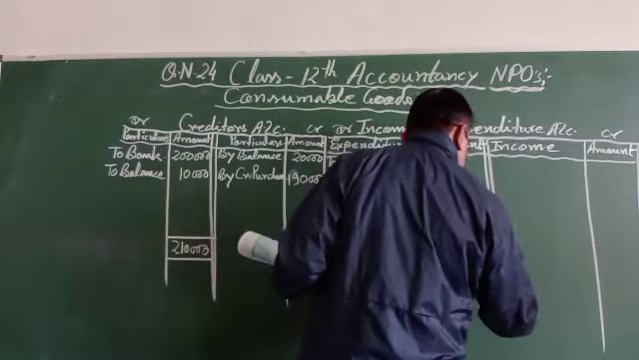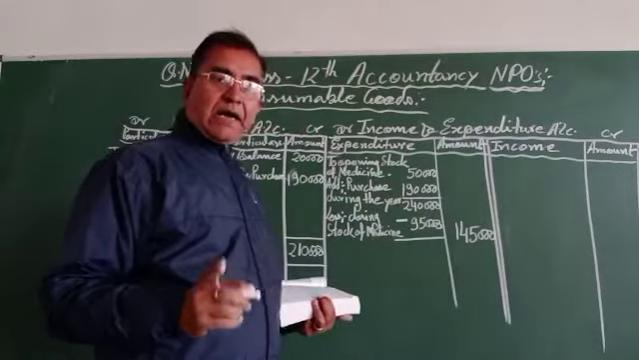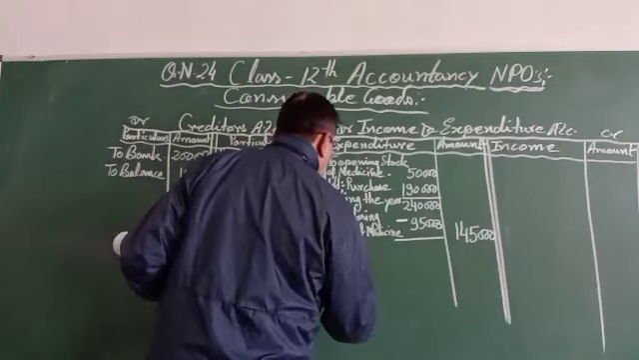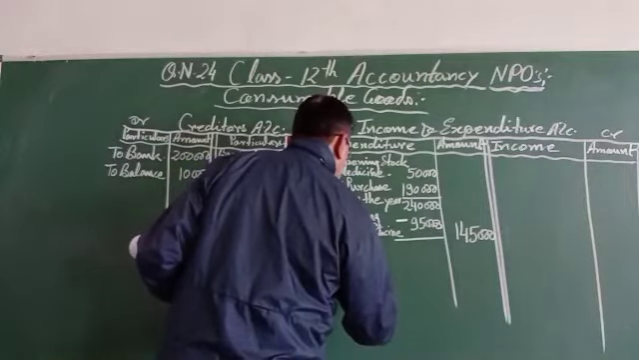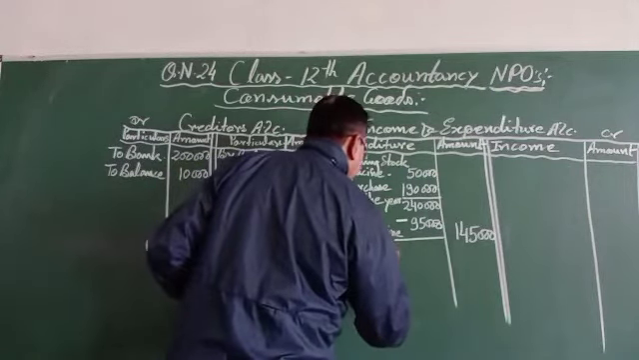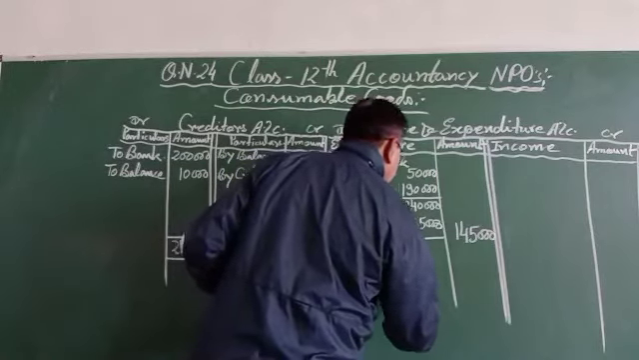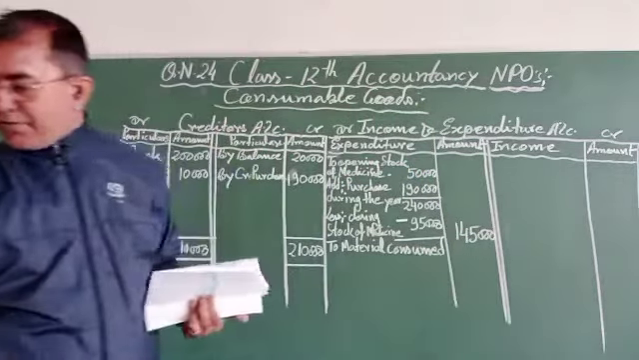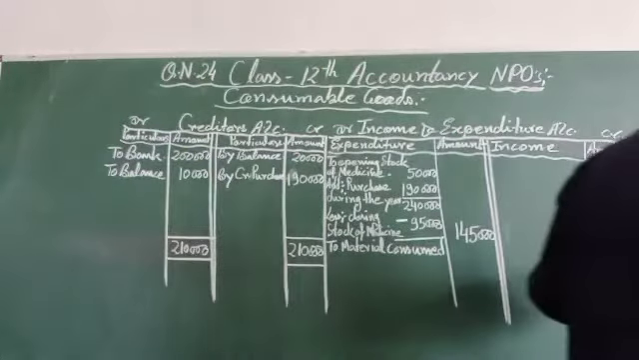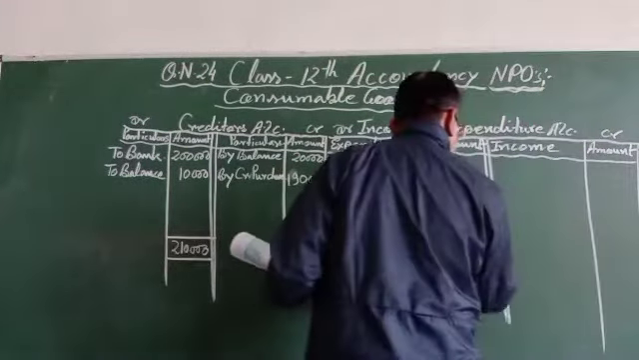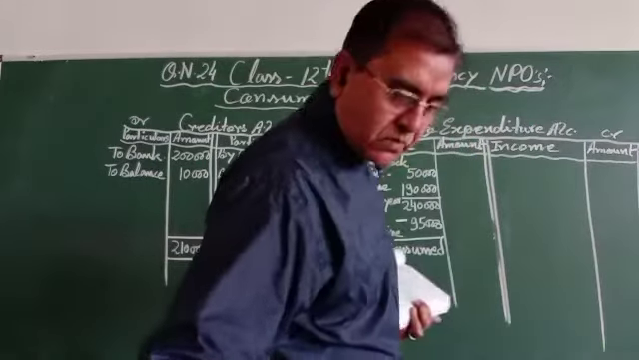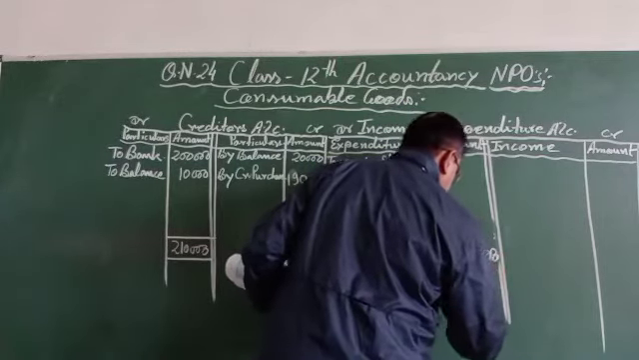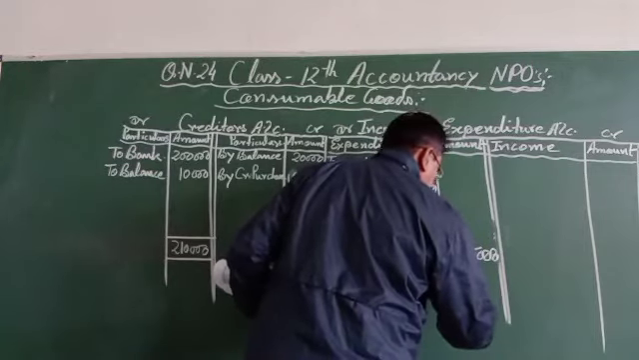1,45,000 in the amount column. We can write to material consumed, 1,45,000. This is the process.